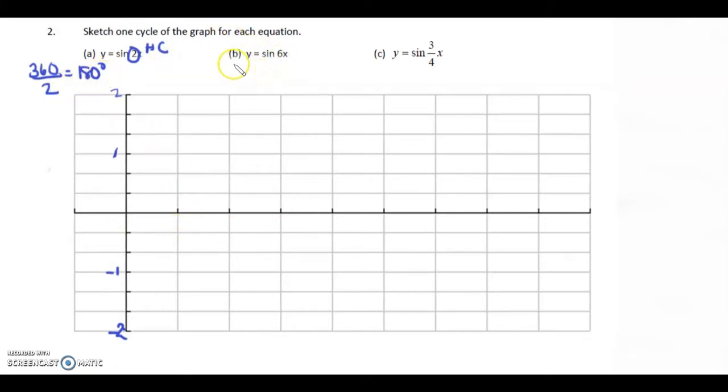Okay, sine 6x, I'm going to do all of these at once so that we can label the x-axis appropriately. This is getting divided, like it's 1/6 as long, so this is going to be 60 degrees. And then 360 divided by 3/4, which is just like 0.75 if you think about it, is 480, so this is lengthened. This is a horizontal stretch, okay? So let's go from 0 all the way to 480.